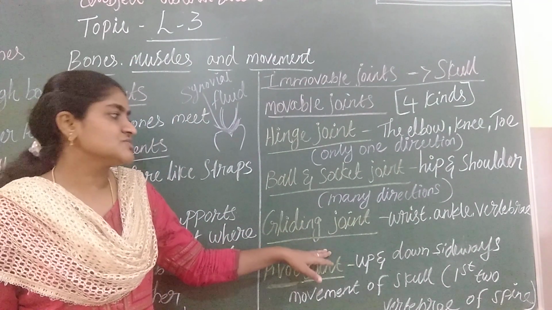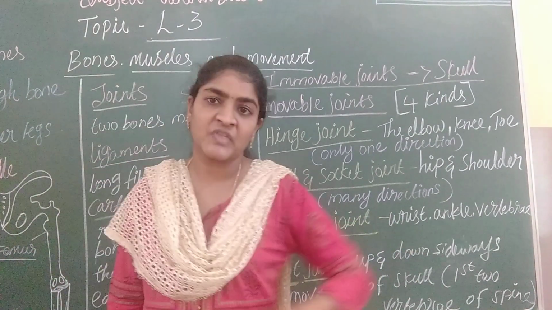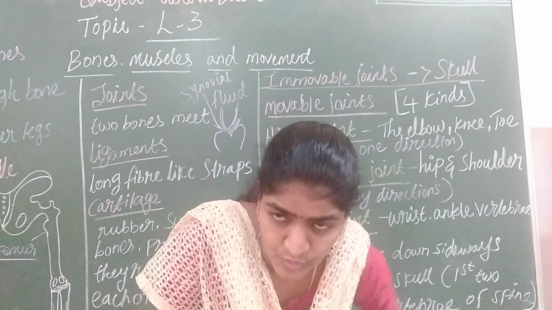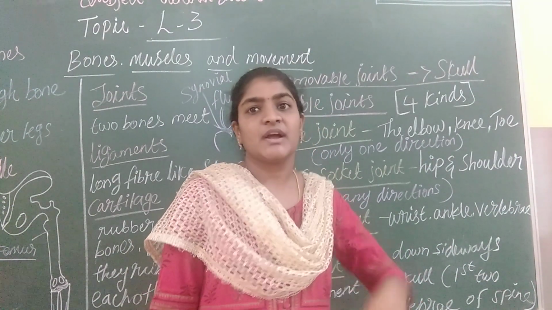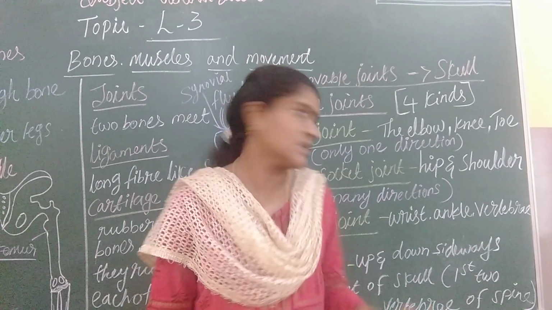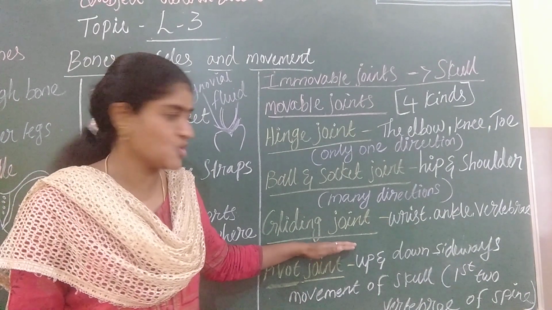And the gliding joint. We can see this joint in the wrist, ankle and vertebrae. We can bend, but I can't bend it completely. I can't bend at a 360 angle. Somehow I can bend it. So this joint is called a gliding joint.